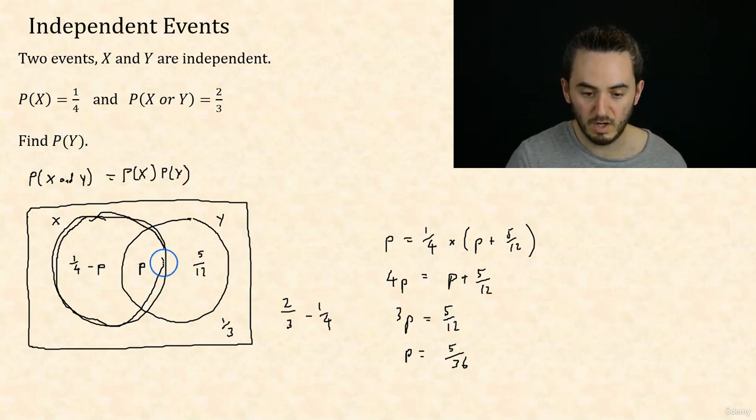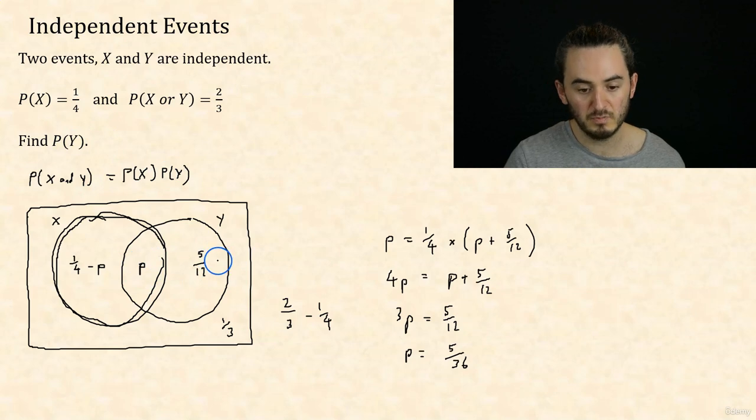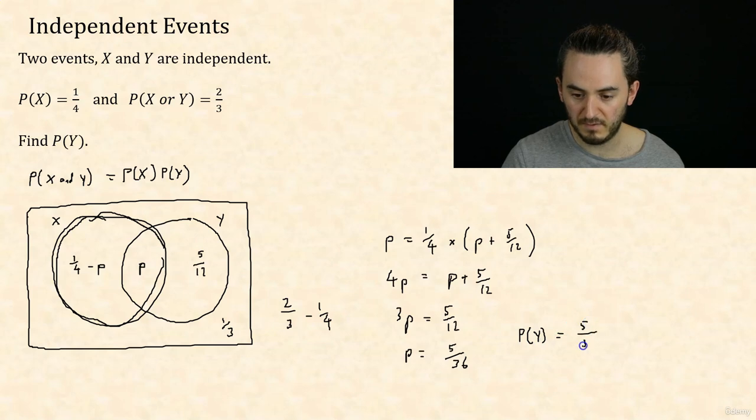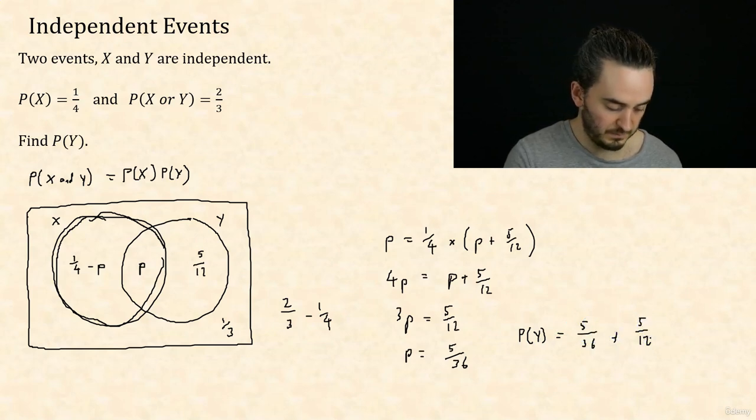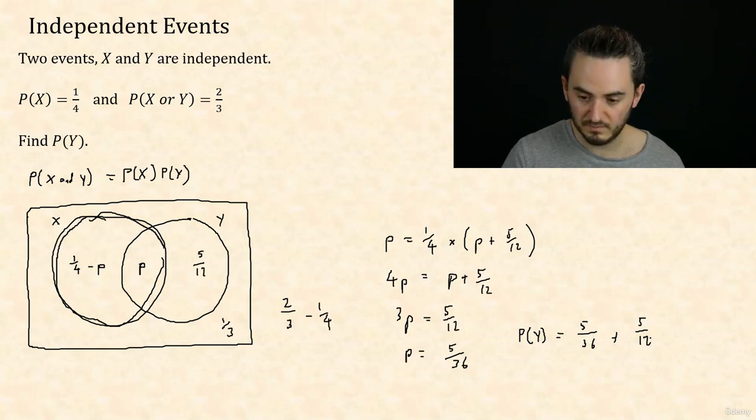Now, the question was ultimately to find the probability of y. So the probability of y is just p, which I now know, plus 5/12. So the probability of y is 5/36 plus 5/12, which is 5/9.